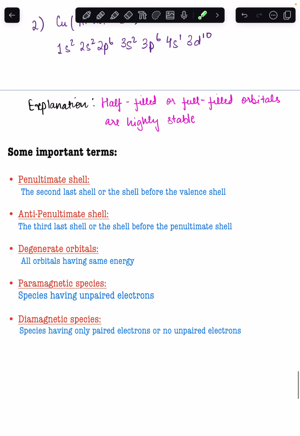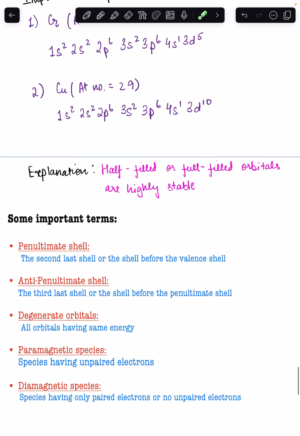Alright, the degenerate orbitals: orbitals having the same energy. Here we have an important point about hydrogen. I will just explain it, and here I am just going to write the important point about hydrogen.